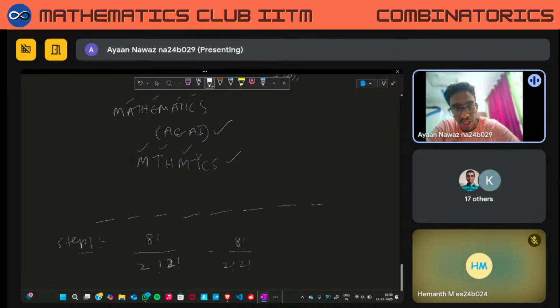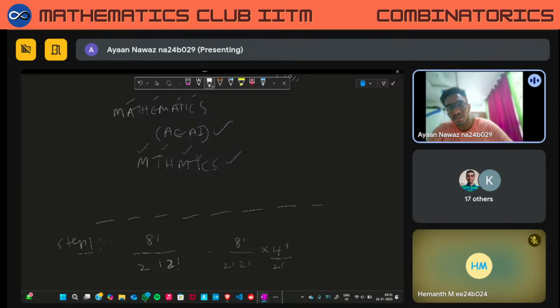Now, even in this group of vowels, we need to permute them again. There is no restriction that they cannot be permuted among themselves. So every permutation of these vowels is considered different. So that will be into 4 factorial by 2 factorial ways. Why 2 factorial again? Because A is repeated twice. So if you simplify this, you should get your answer.